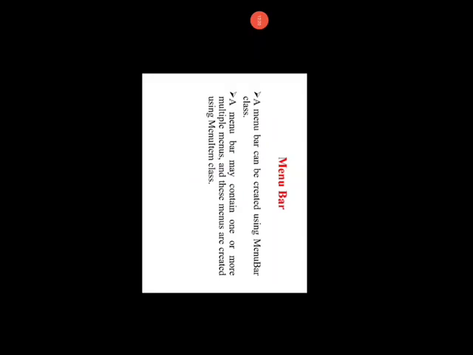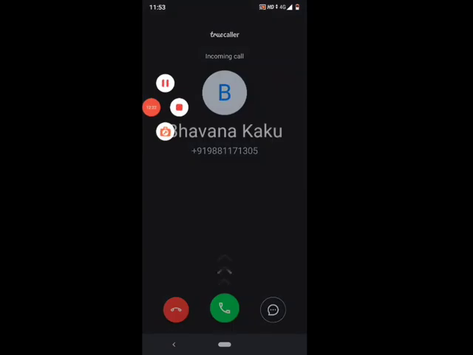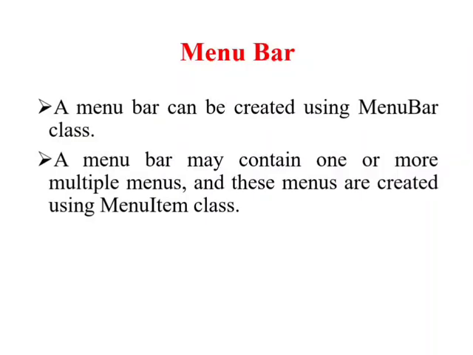Next user interface component is menu bar. A menu bar can be created using the JMenuBar class. A menu bar may contain one or multiple menus, and these menus are created using the JMenu class.